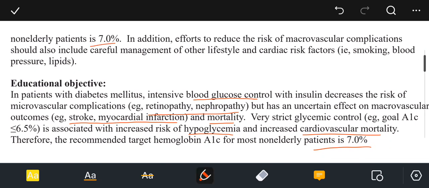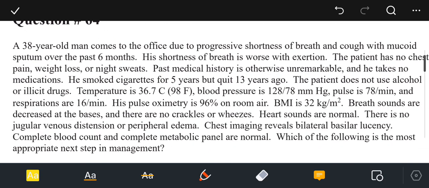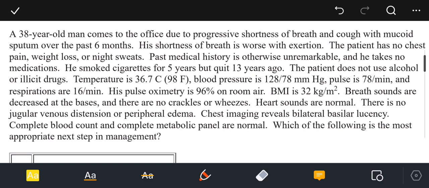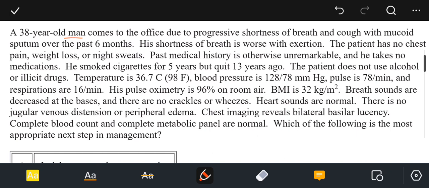In addition, efforts to reduce the risk of macrovascular complications should also include careful management of other lifestyle or cardiac risk factors, that is smoking, blood pressure, and lipids. The next question is question number 64, and here they are asking about a 38-year-old man who comes to the office due to progressive shortness of breath and cough with mucoid sputum over the past 6 months. His shortness of breath is worse with exertion. The patient has no chest pain, weight loss, or night sweats.